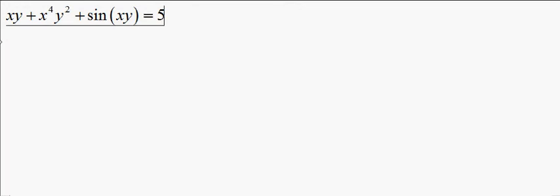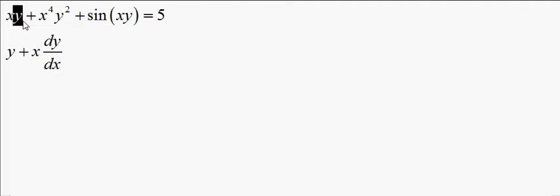So this is the same logic. Basically, you use the product rule on the first one. So it's going to be y plus x dy/dx, and that's because you take the derivative of the first, which is 1 times y, plus the first times the derivative of the second.